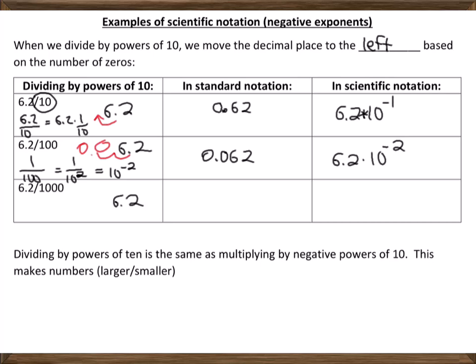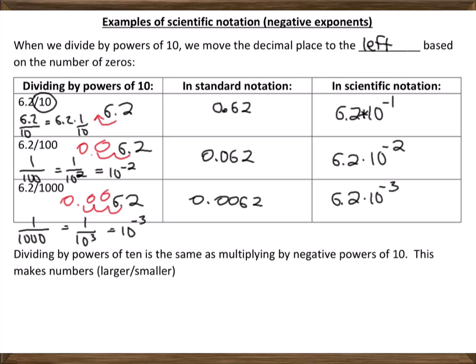All right, then last but not least, we have 6.2 divided by 1,000. Again, we're going to move the decimal place over 1, 2, 3 times. So in standard notation, that is 0.0062. How could I write that in scientific notation? Well, we have 1 over 1,000, because we're multiplying by 1 over 1,000, or dividing by 1,000, same thing. That's 1 over 10 to the third, which is the same as 10 to the negative third. So in scientific notation, that is going to be 6.2 times 10 to the negative third.